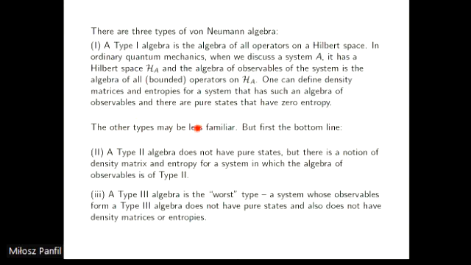The other types of von Neumann algebra may be less familiar, and I'll give a brief introduction to what they are, but first the bottom line. A type 2 algebra does not have pure states, but there is a notion of a density matrix or an entropy for a system in which the algebra of observables is of type 2. A type 3 algebra instead is the worst type. The system whose observables form a type 3 algebra does not have pure states and also does not have density matrices or entropies.